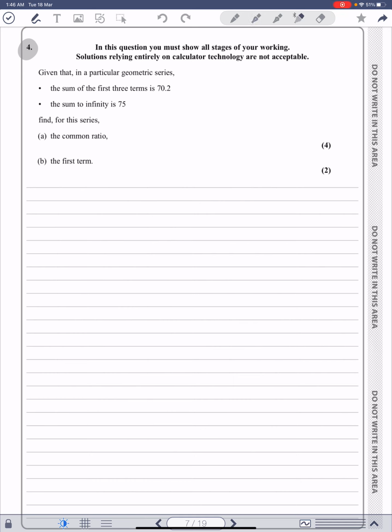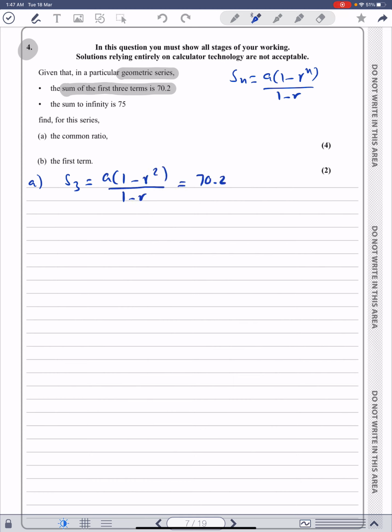Question 4. Given that in a particular geometric series, the sum of the first 3 terms, directly before I read what he wants in the question, S3. So I must remember that Sn equals a times 1 minus r to the power of n over 1 minus r. Replacing n by 3, you will get a times 1 minus r cubed divided by 1 minus r is equal to 70.2.